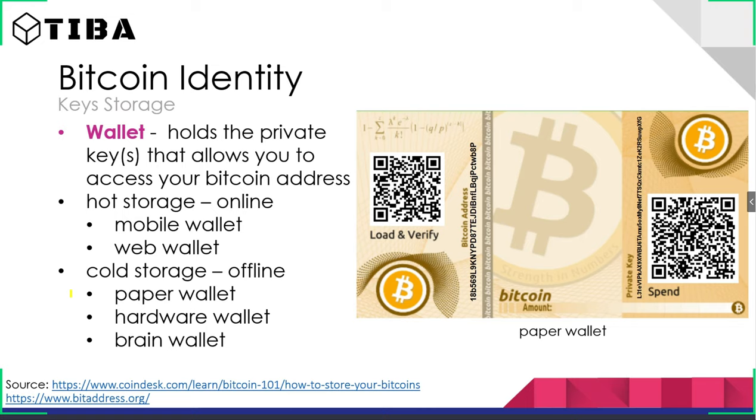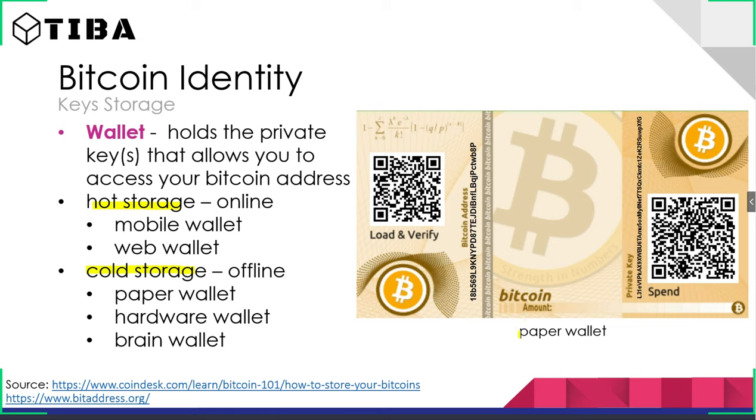And there's also this thing called wallet. So basically the wallet is a thing that holds the private keys for you. And there's two types of wallet. There's hot storage, and then there's cold storage. So hot storage is basically online wallet. There's mobile wallet, like an app, or a web wallet, like a website. And then cold storage is offline. It's not connected to the internet. So there's things like paper wallet, hardware wallet, and brain wallet.